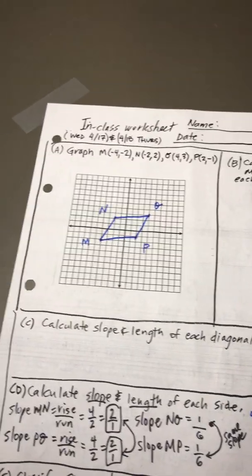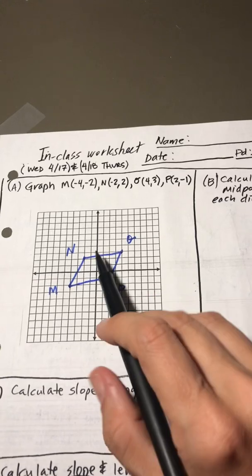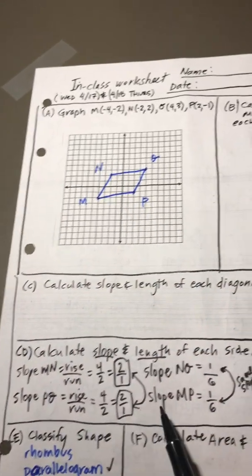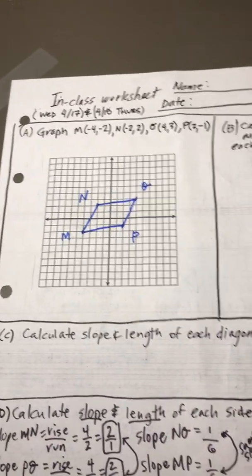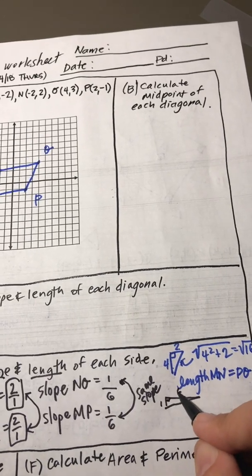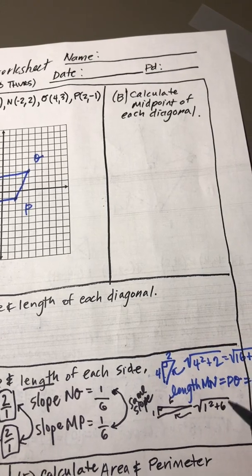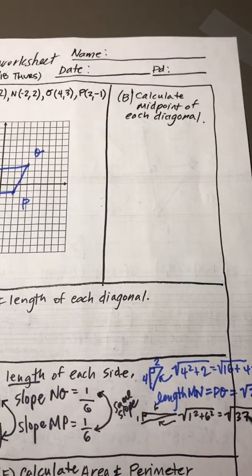Okay, now let's see if we can reconfirm that these opposite sides are congruent. So if I remember back, I went up 1, over 6, up 1, over 6. You could be picturing a right triangle that looks like that, 1 and 6. And so this hypotenuse would be the square root of 1 squared plus 6 squared, otherwise known as the square root of 37.